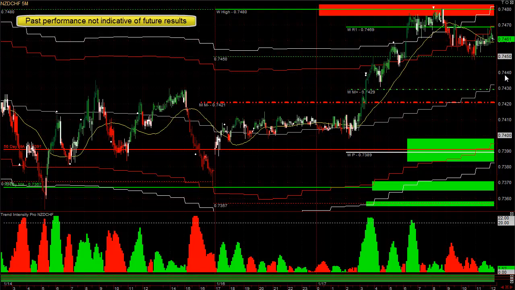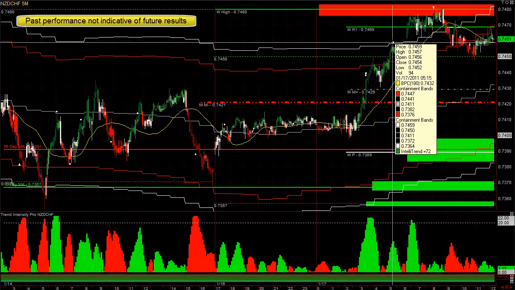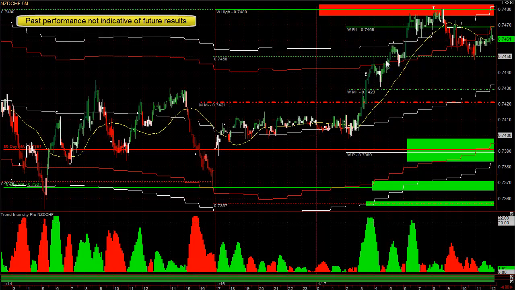You might have went long around 74.40 or 35, and even if you got out right here, that's about a 15 pip move right to the upper containment band. And you can see it continued up another 30 pips. But the currency meter found this, and when the New Zealand was super strong and the Swiss was super weak, this is the kind of stuff that you get.